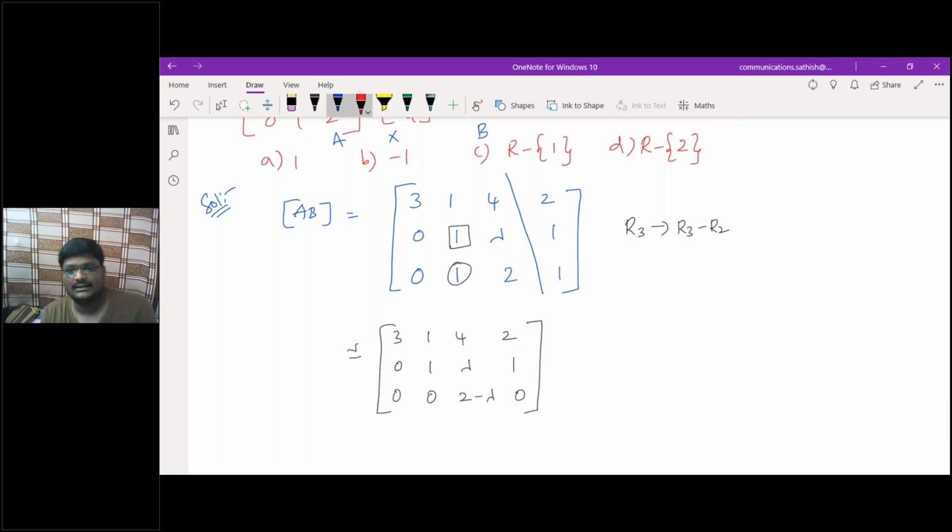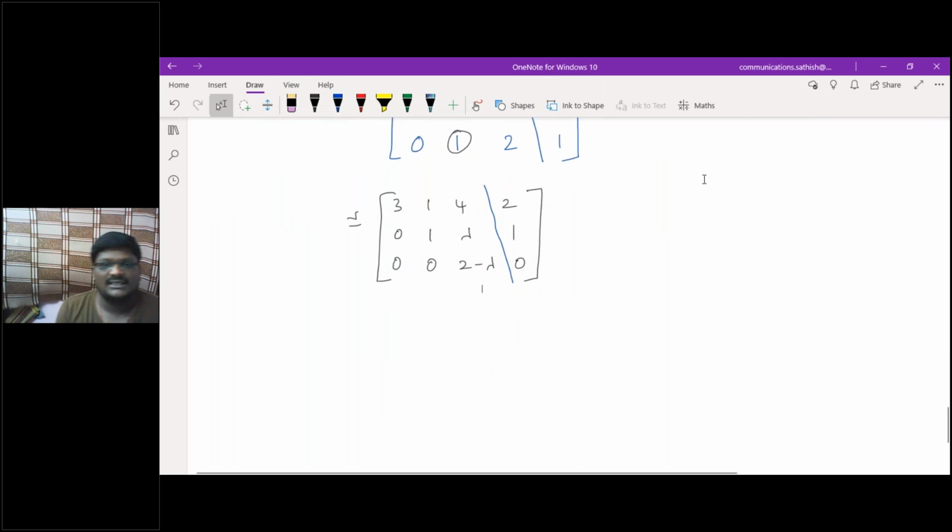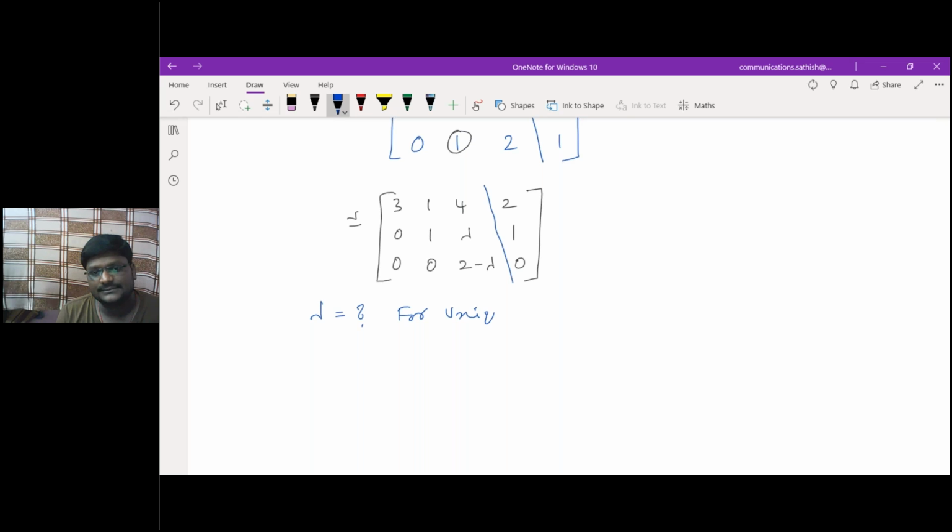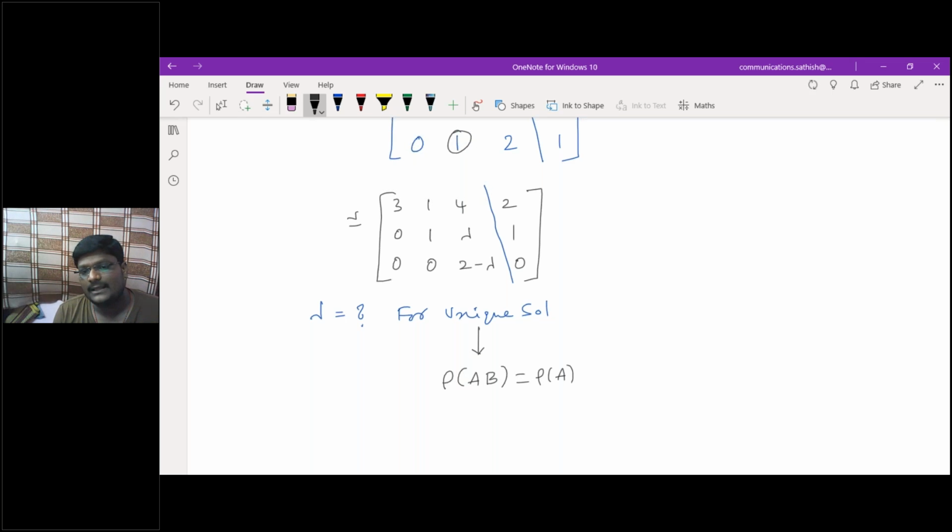Now tell me the answer for this. This is an augmented matrix. So what is the question? They want the value of lambda for a unique solution. Am I correct? Then what do you mean by a unique solution? It must satisfy that the rank of AB is equal to the rank of A, which is equal to the number of unknowns. If it satisfies this, then I have a unique solution. Am I correct?